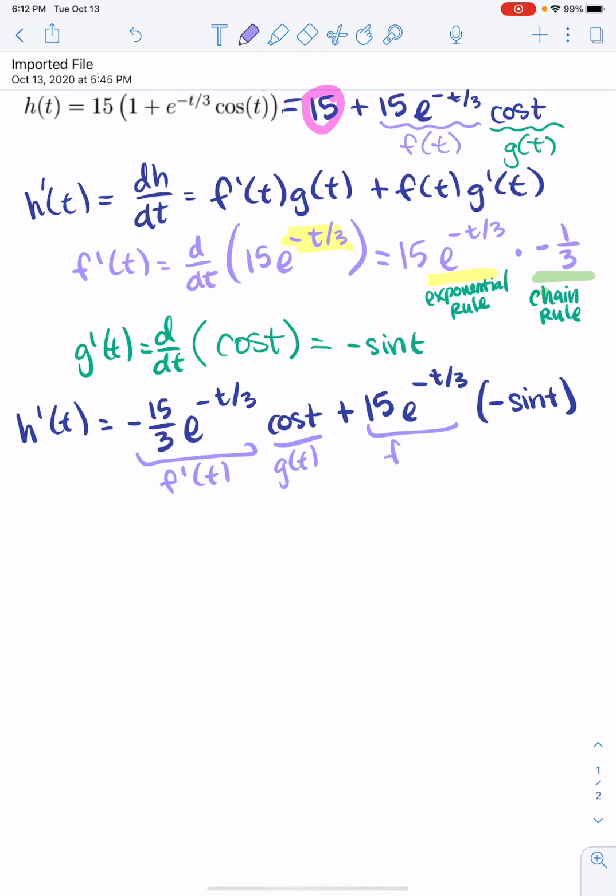This is f of t. And this is g prime of t. Now we could stop here. We could clean it up a little bit. You notice that there is an e to the minus t over 3 in both, there's a 15 in both, and there's a minus sign in both.